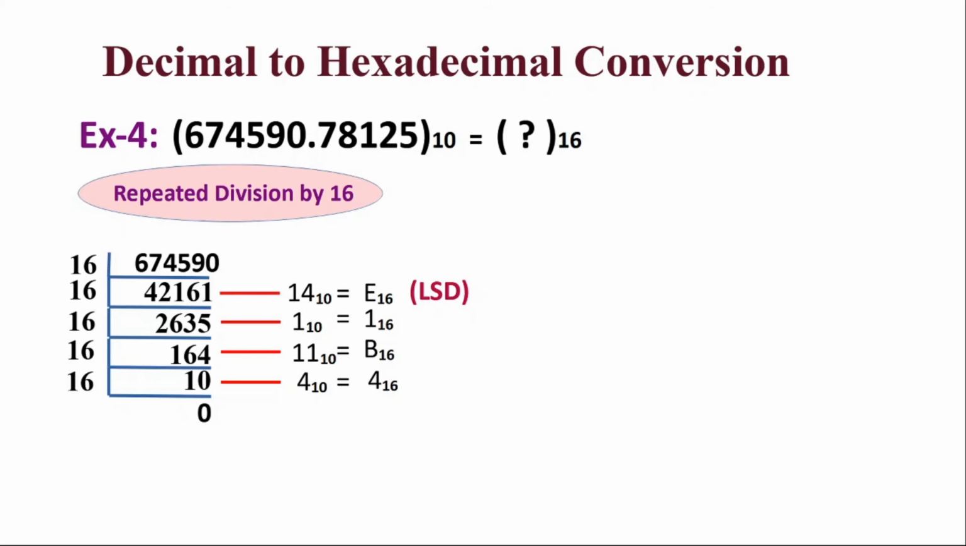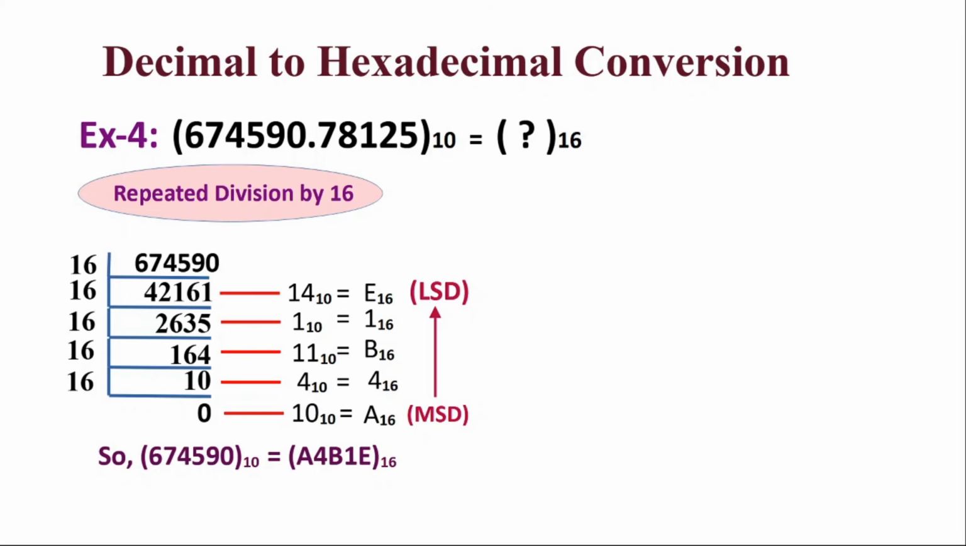Now after this operation we get the quotient equal to 0, so we have to stop here, and here the remainder is 10. This 10 in decimal system is equal to A in hexadecimal system, and it is our MST, and we have to follow the read off. So A4B1E is the hexadecimal equivalent of this decimal number 674590.